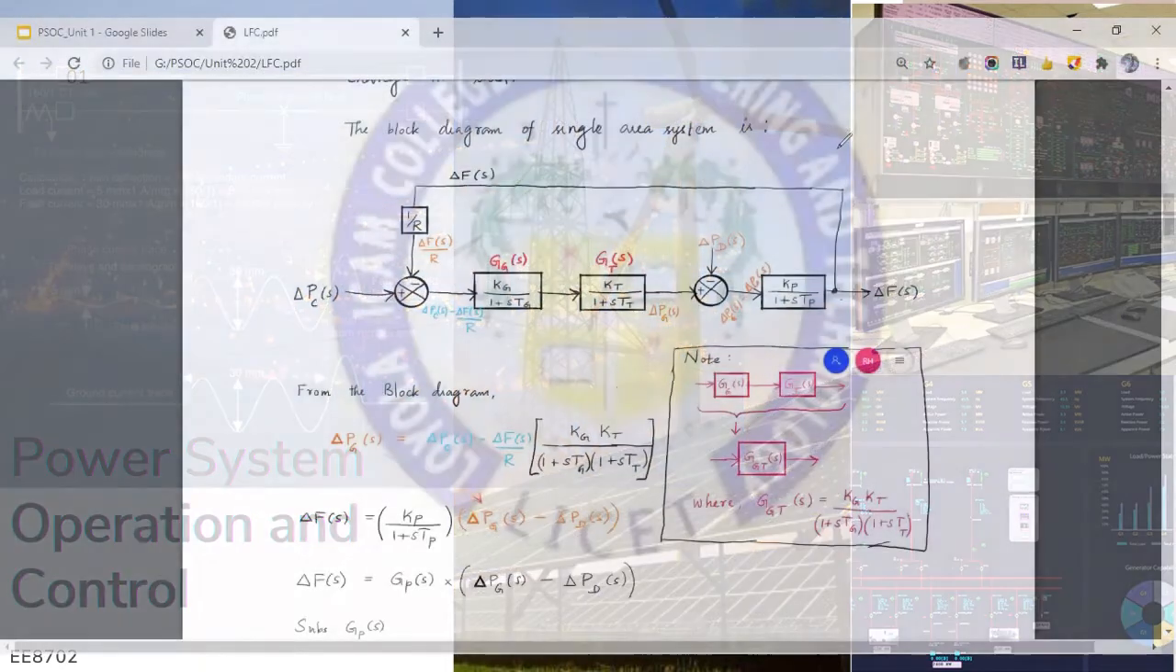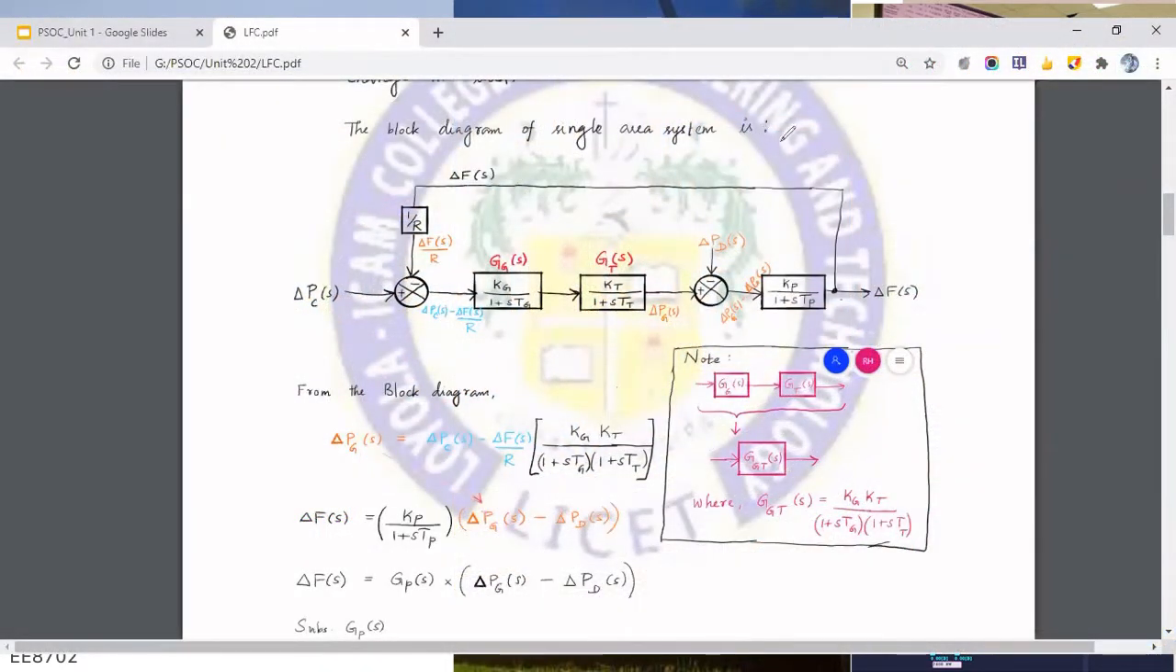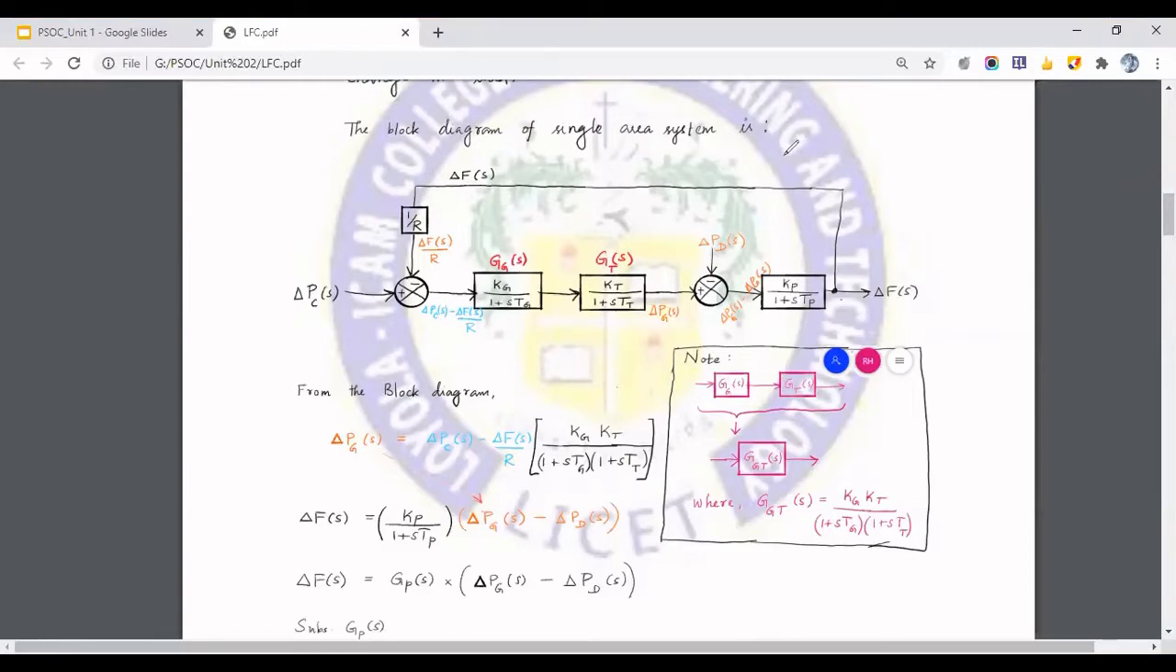Let me now explain the overall block diagram of a single area system. In the previous video, we have seen what every block represents, and this represents the overall block diagram where I have the transfer functions of every block mentioned. Now, let us go from this point.